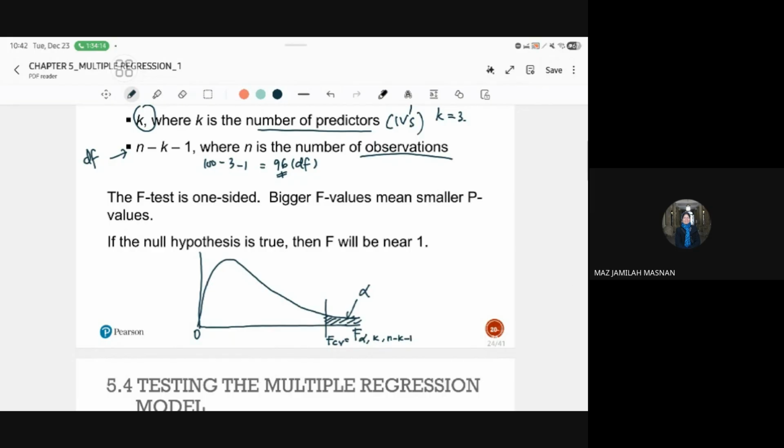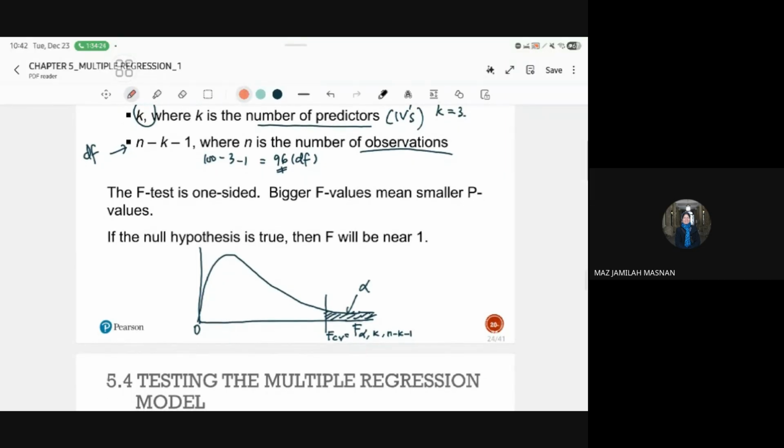We can make a decision by comparing the F critical value with the F test. The F test is your calculated F. Your calculated F can be in this area or in this area. If it is in this area, then we reject. If it is in this area, then we fail to reject.